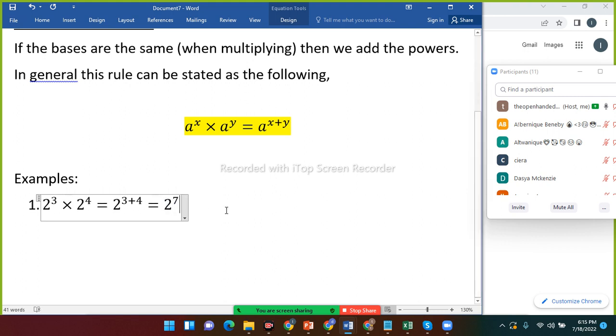Right? So that's our first example there. So again, if the bases are the same, then we add the powers. So the bases here are, Deja, what are the bases for these two? What is the common base that we have? 2. Excellent. And we're gonna add the powers. So the powers here are what, Deja? 3 and 4. And so adding the powers, 3 plus 4 is definitely 7. And so that's how we are able to answer that one. Okay, so that's what we call the product rule.